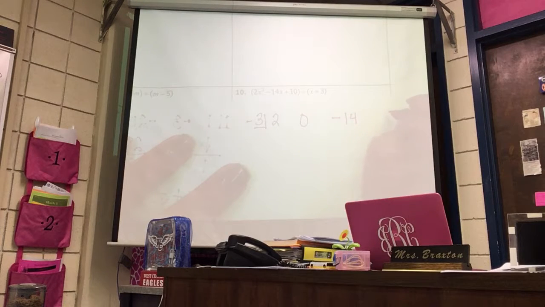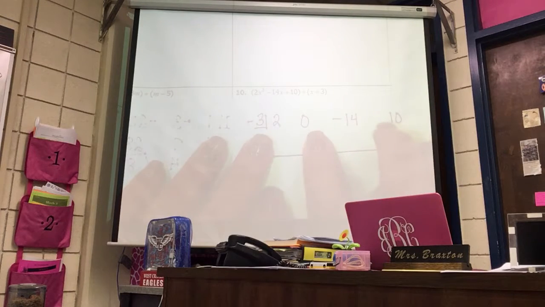Then negative 14, 10. So it got to be squared in order to work with it? It has to go in descending order, and you have to have something for every term. So if this is cubed, you're going to have 4 terms. If it was to the 4th power, you'd have 5 terms. And if something is missing, you have to put a 0 there.